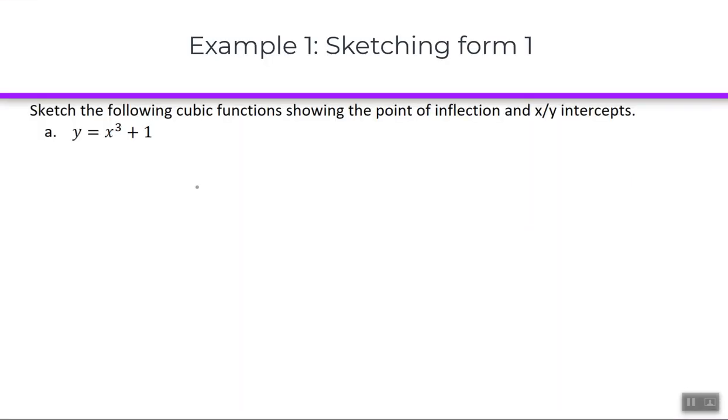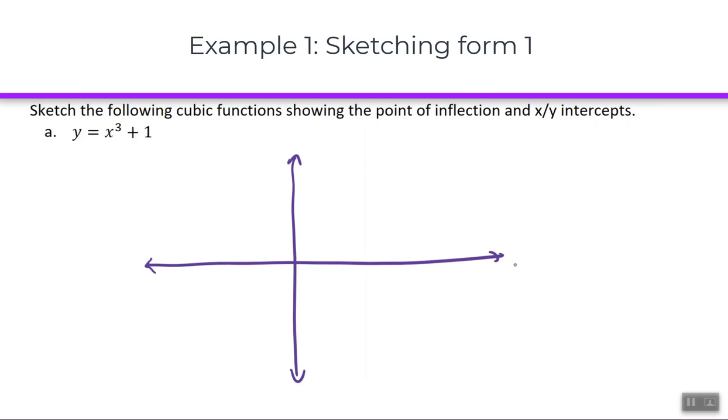Okay, let's sketch this one. We've got the x-axis and the y-axis. All right, what do we think the 1 does? So if I sub in 0 for x, y equals 1. It's basically just shifted our graph up. And what's the x-intercept?